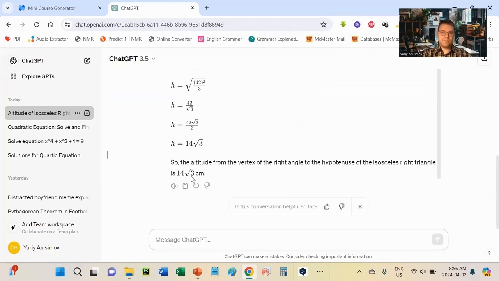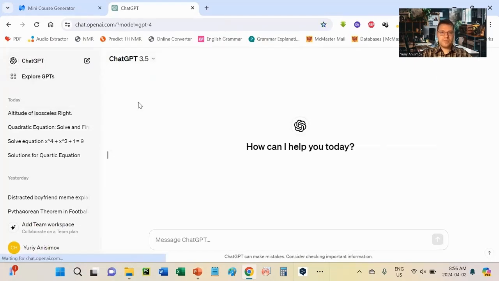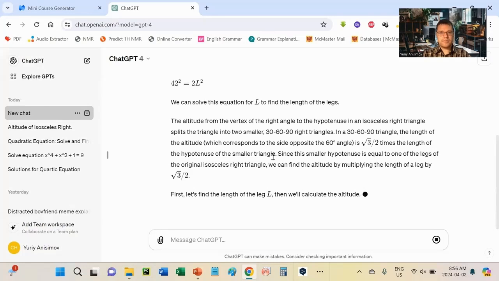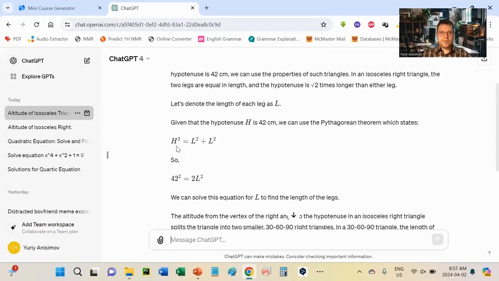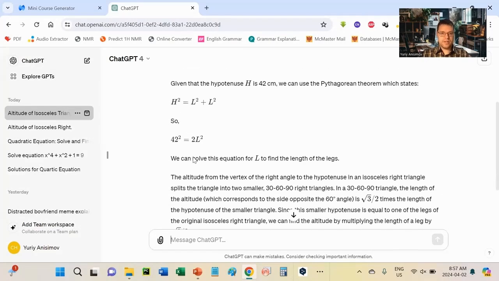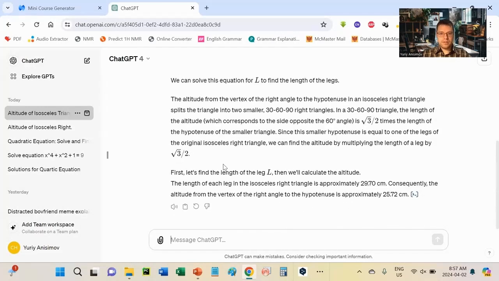Let's go to the GPT 4 version. I'll select 4. Okay, again the Pythagorean theorem, and now it's analyzing. The length of each leg is 29.7 and the altitude from the vertex is 25.72. It doesn't look like a right solution. But the Pythagorean theorem here is correct. So these are 2 legs and this is the hypotenuse, that's right. You can find the leg. No, it's not a 30, 60, 90 right triangle. No, it's wrong.